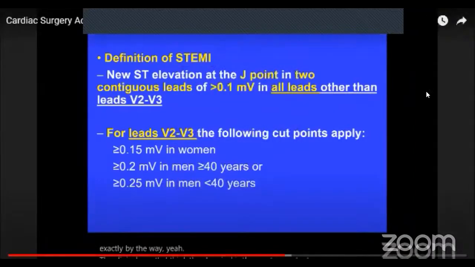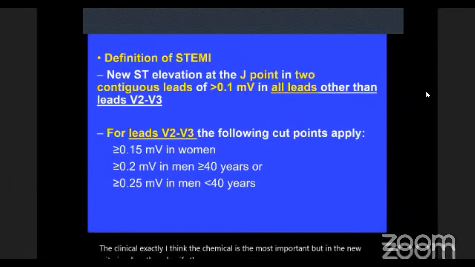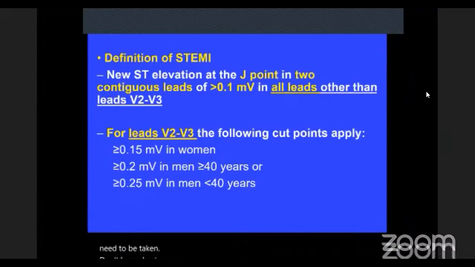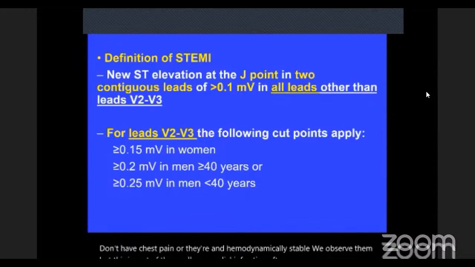In the new criteria, when they classify myocardial infarction, I did not put it here because it's a little bit long. They include post-PCI and post-CABG as one of the criteria if they have positive enzymes. Sometimes we will not take them to the cath lab right away if it's just minimal changes. But if there is, for example, crushing chest pain and the patient is hemodynamically unstable, they need to be taken to the cath lab. If they don't have chest pain or are hemodynamically stable, we observe them. But this is part of the small myocardial infarction after intervention, whether it's PCI or CABG.